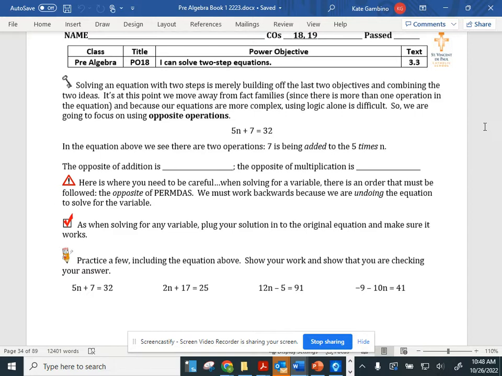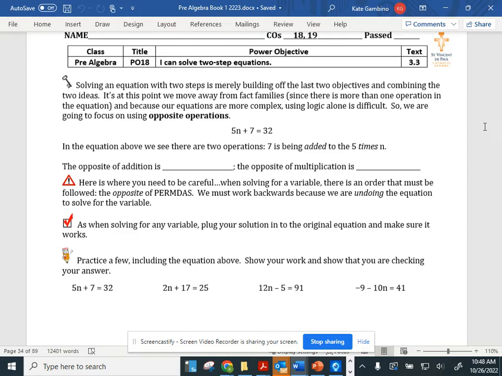What we've been working on so far has been that one step. Today we're adding in another step. So solving an equation with two steps is merely building off the last two objectives and combining the two ideas. So I'm not introducing anything new. We're just combining some objectives together. So we're going to have multi-steps, but it's steps that we already know how to do.